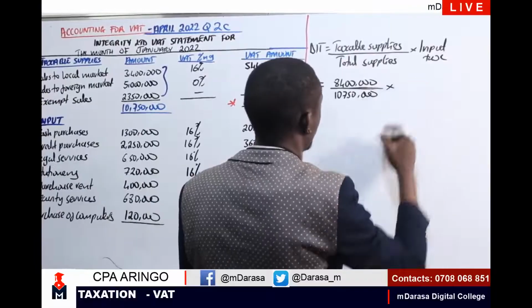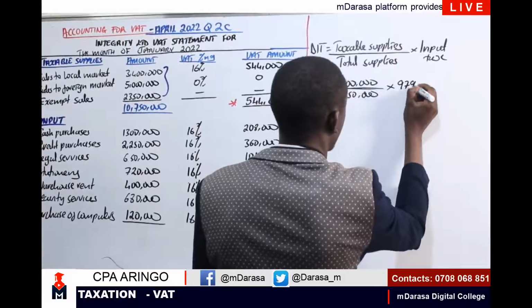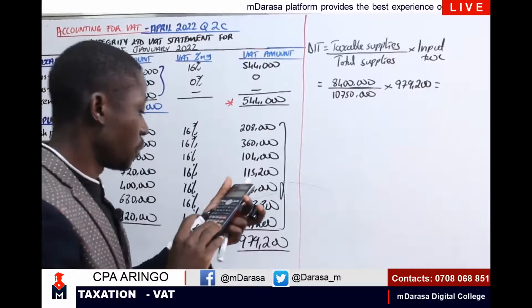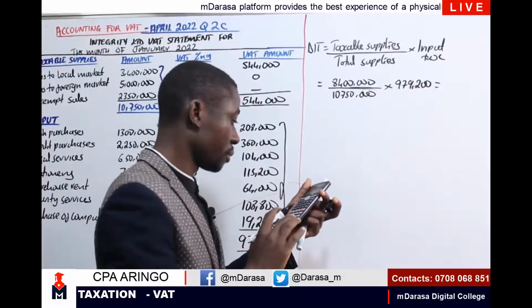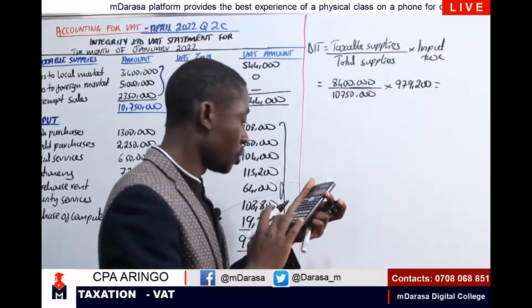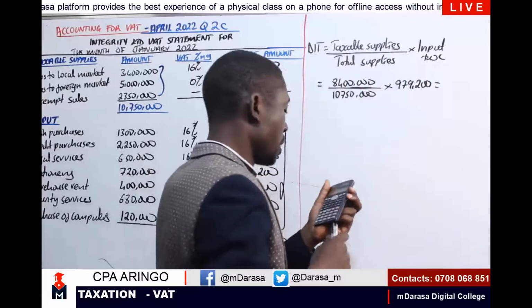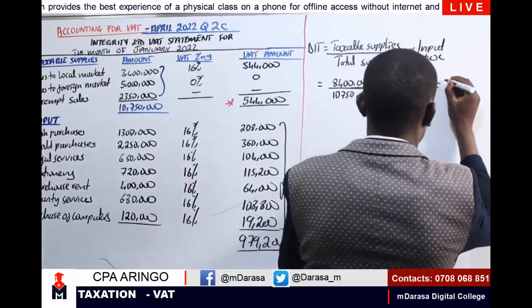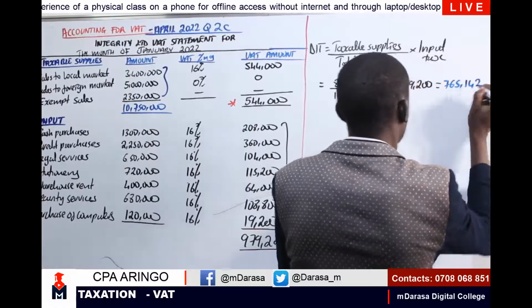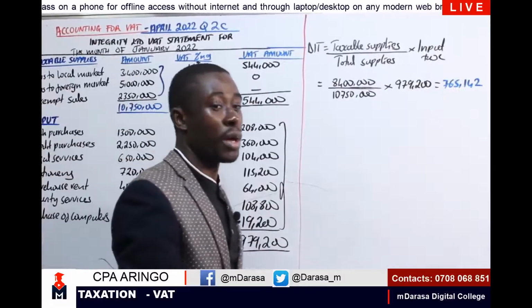Times my input, which in this case is 979,200. So basically that should give us how much? 8.4 divided by 10,750 times 979,200. Here my deductible input, confidently, I can say is 765,142. Then we should apply the aspect of when we are supposed to deduct that.